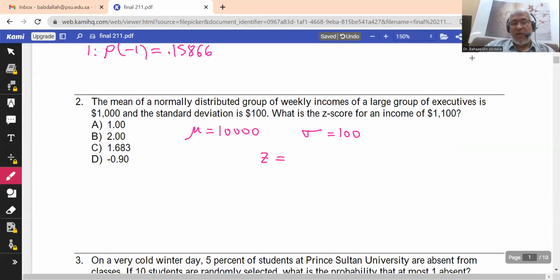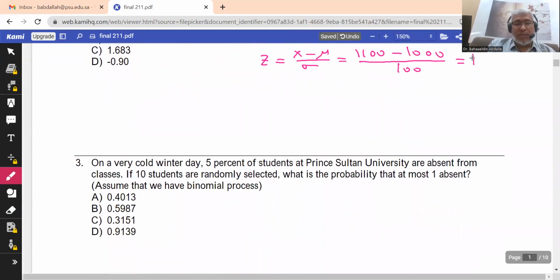Well, the z-score is defined by x minus mu over sigma. So x is 1,100 minus, this is not 10,000, this is 1,000, mu, minus 1000, again 3 zeros, over sigma, which is 100. I'll have 100 over 100, which is 1. So the answer of part 2 is A.